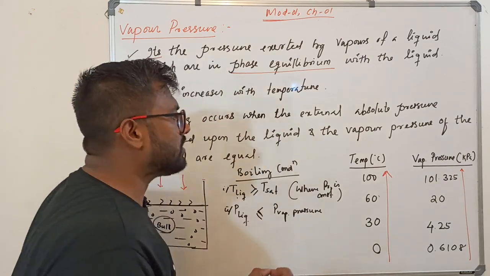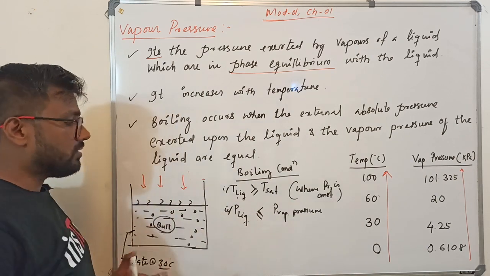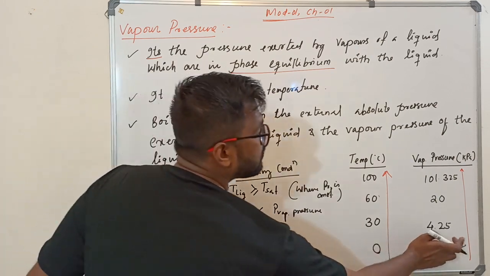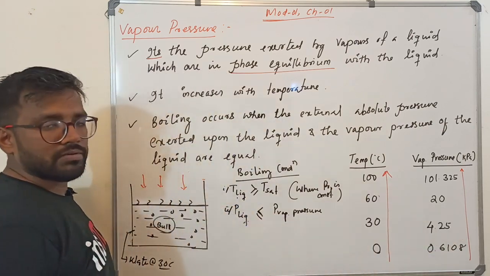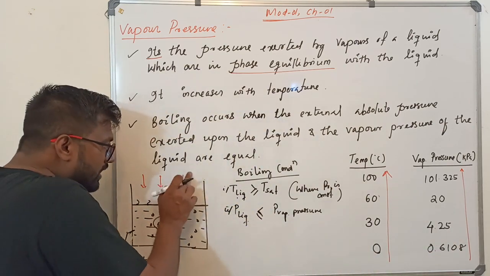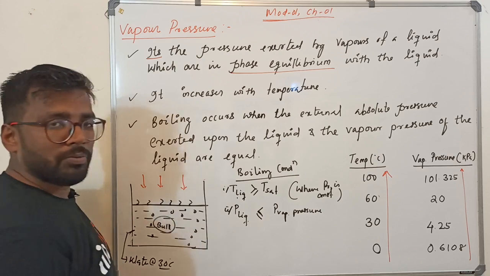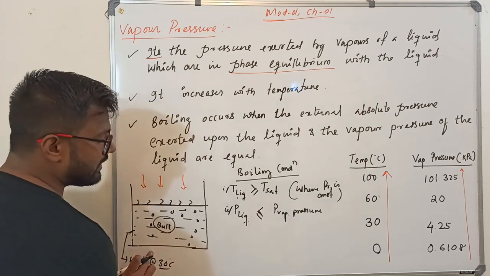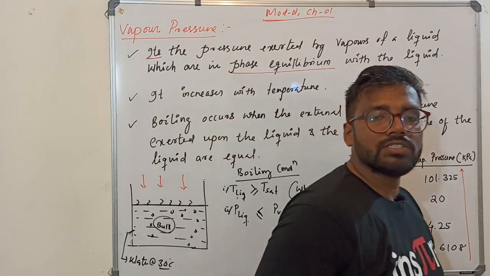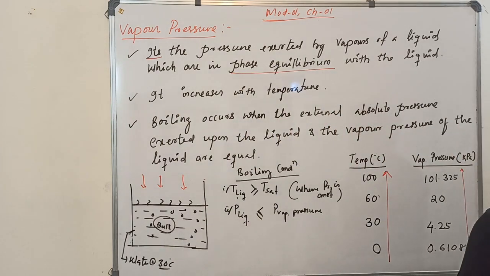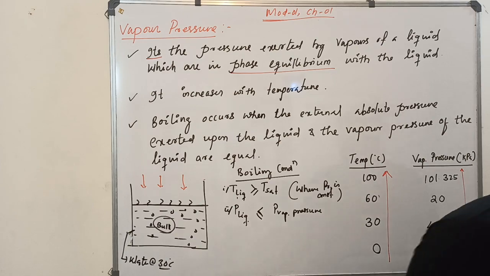Sir, what is vapor pressure here again? Let us say you are at 30 degrees Celsius. What did I tell you? What is the vapor pressure of the liquid at 30 degrees Celsius? It is 4.25 kilopascal. So if the pressure here comes below 4.25 kilopascal at 30 degrees Celsius, the water will start boiling. I hope you understood. Okay?